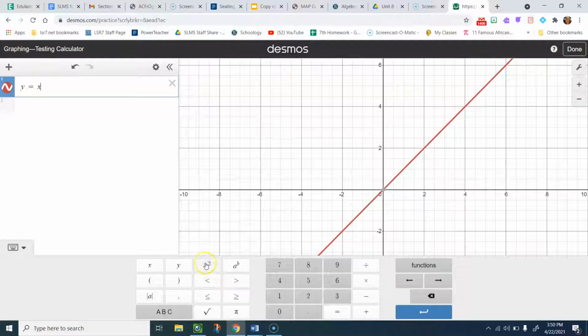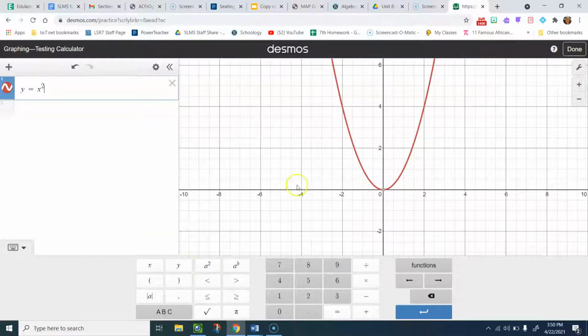So if I want to square something, I'm going to click on this button right here, see where it says a squared, and notice it's going to give me that parabola that we just graphed. That's your parent function. So I want you to graph another function. So go over here, see where that number 2 is. I want you to click on that, and notice another equation shows up. This time I'm going to put it in using the keyboard.